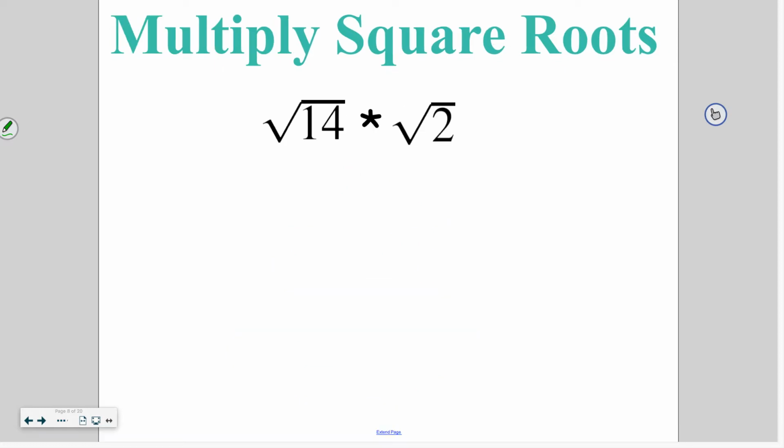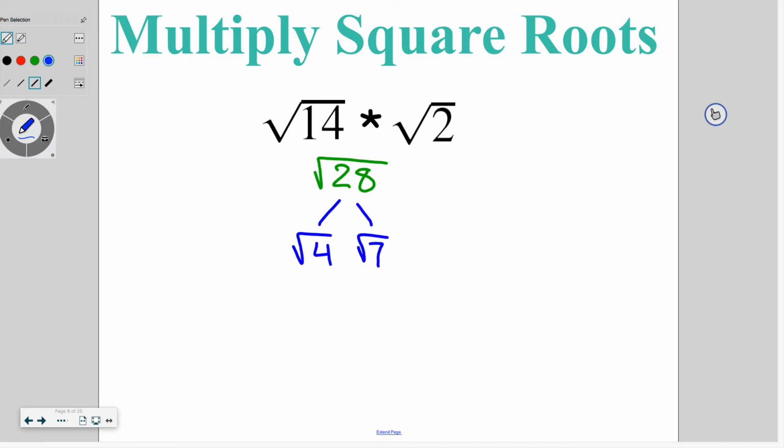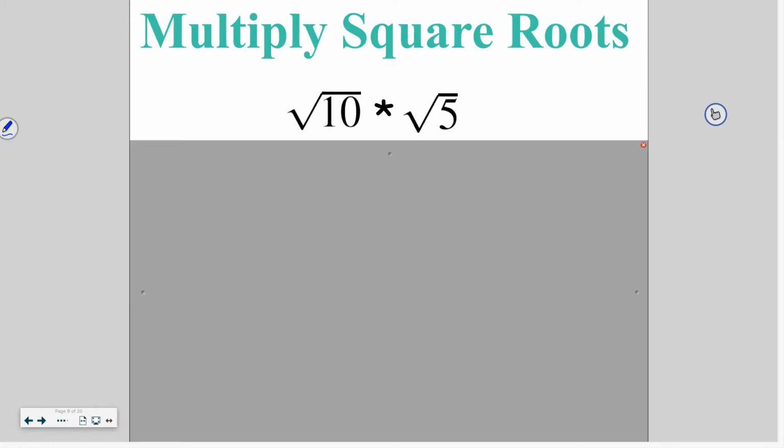Next one, we have multiplication to start. So I need to simplify this into one square root. Square root of 14 times the square root of 2 gives me the square root of 28. Now I need to check if that can be divided by a perfect square. It can be divided by 4. So I've got square root of 4 and square root of 7, which is going to give me 2 square roots of 7 for my final answer. Go ahead and try this one on your own.